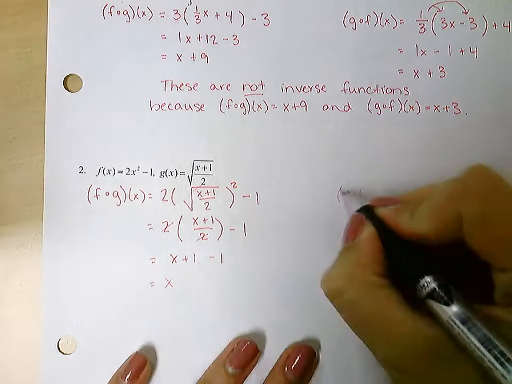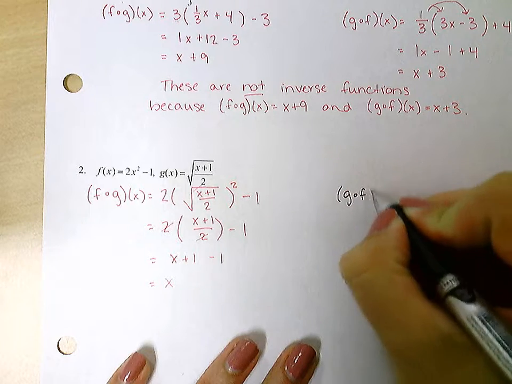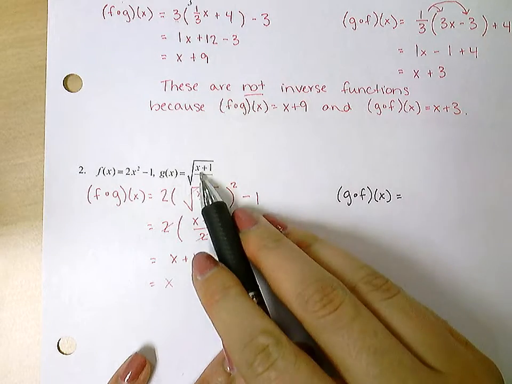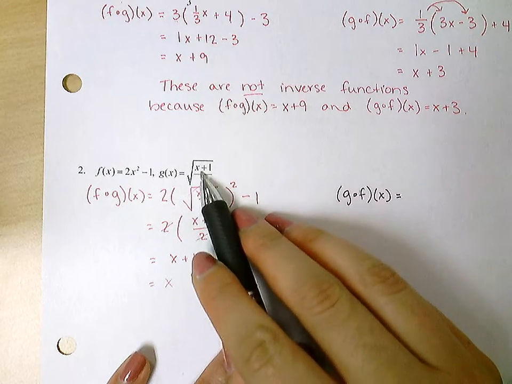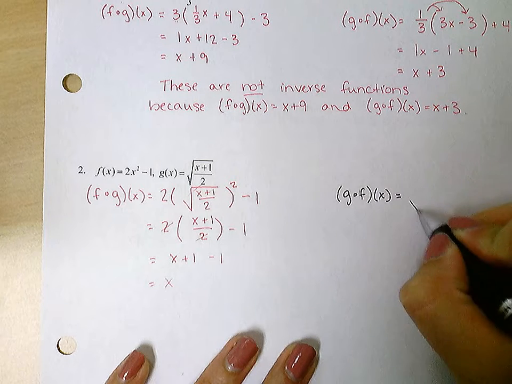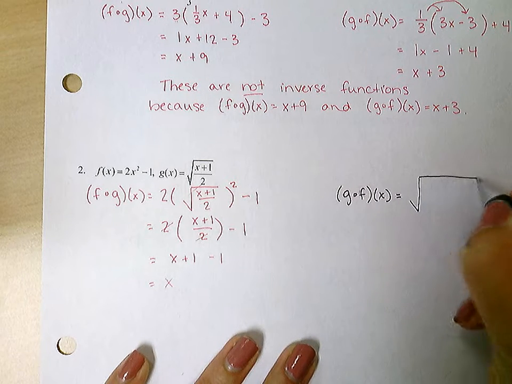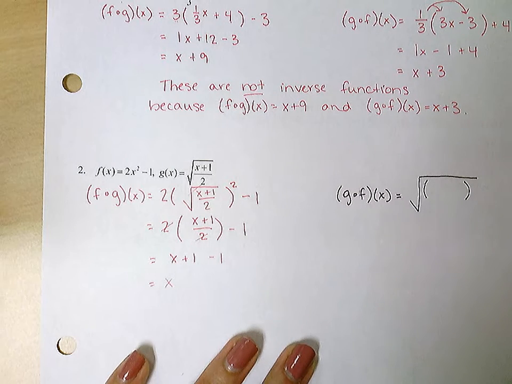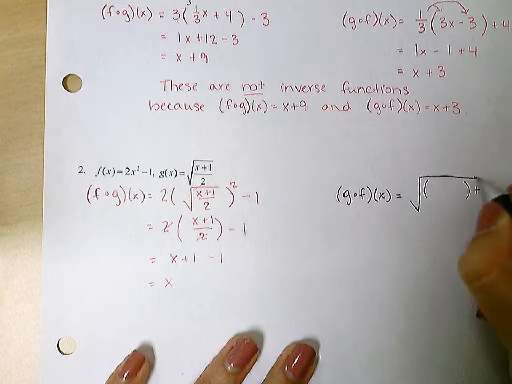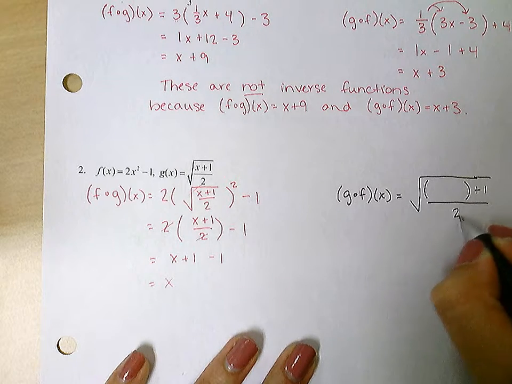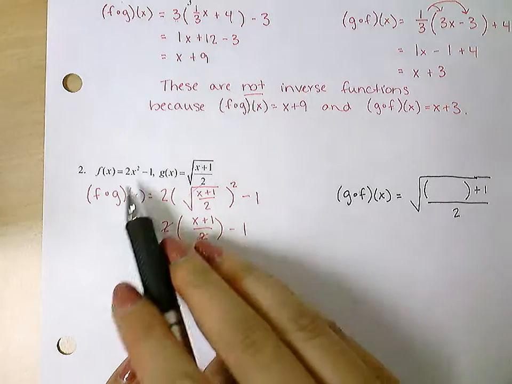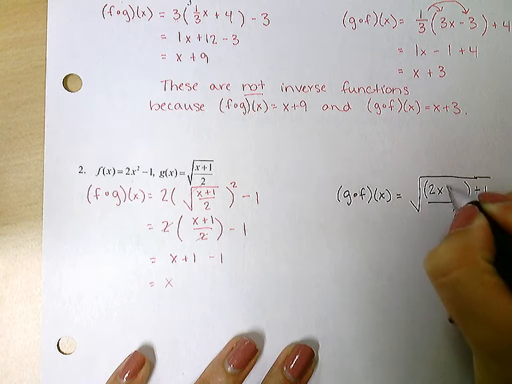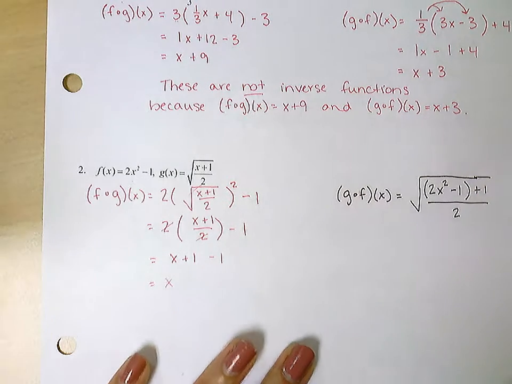So we're checking our g of f of x. So we're plugging in f of x for our x's in g. Okay, so I want to leave that open space there. Okay, so I have this open space where my x value is plus 1 over 2. So now within that open space, I can plug in my f of x function. So we have 2x squared minus 1.